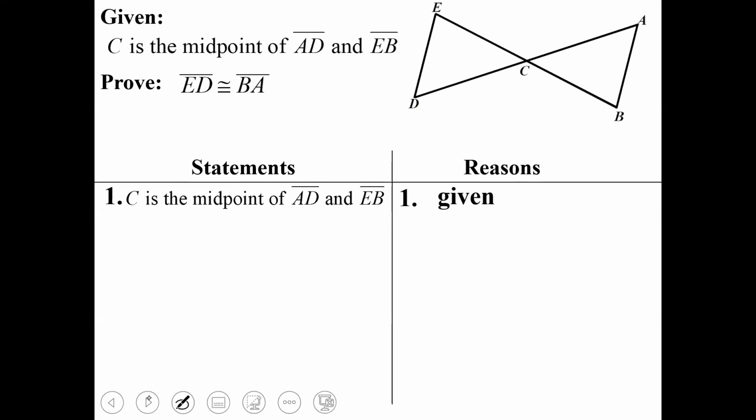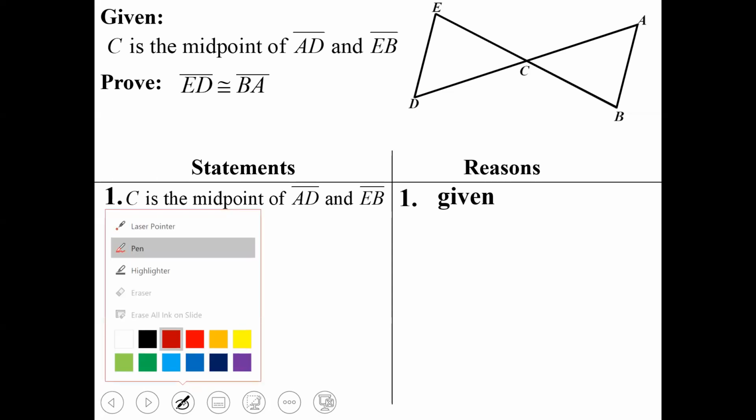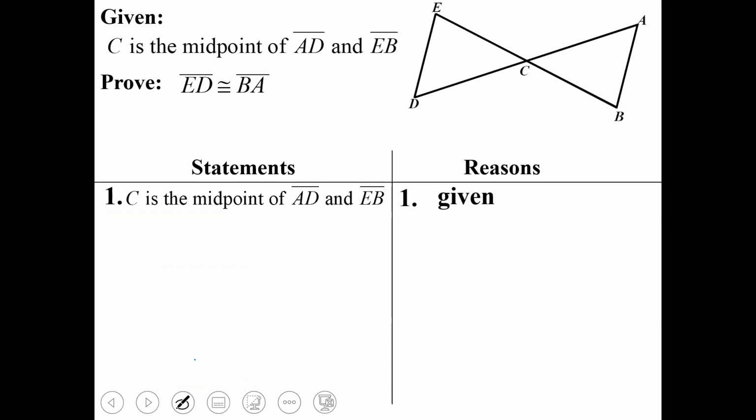Y'all look at your diagram and mark, okay? It says C is the midpoint of line AD. Y'all look, if C is the midpoint of line AD, what do we know to be true about the distance from D to C and A to C? Y'all, my question is, if C is the midpoint of line segment AD, what do we know to be true about the distance from D to C and A to C? Good, it's congruent because that's the midpoint. Y'all go ahead and mark it.